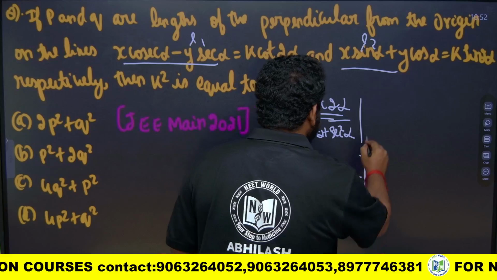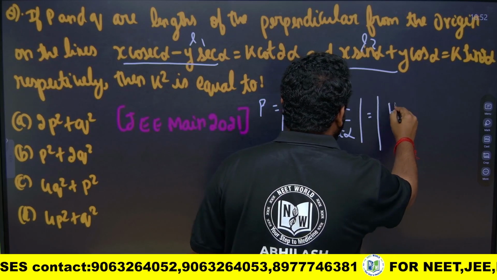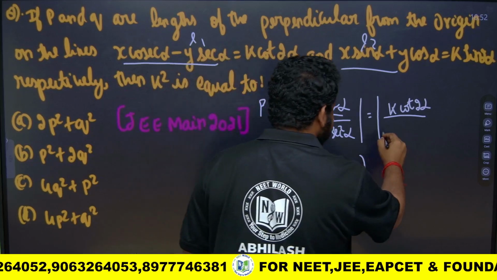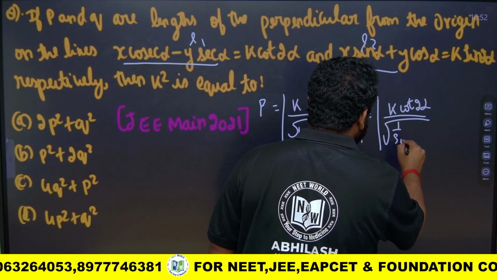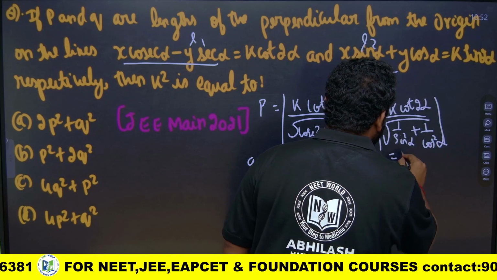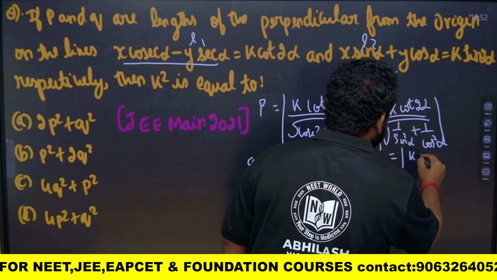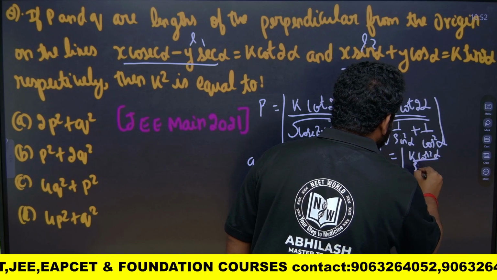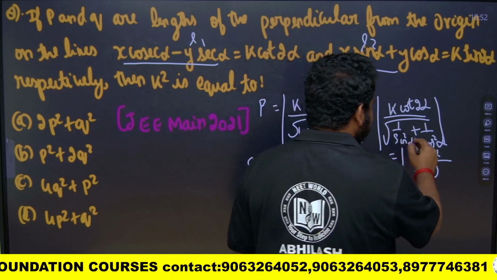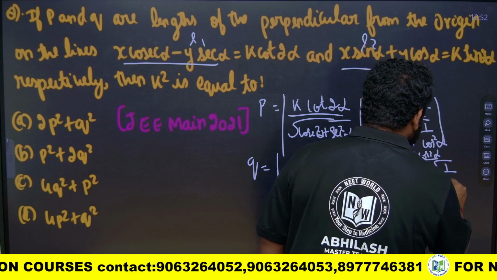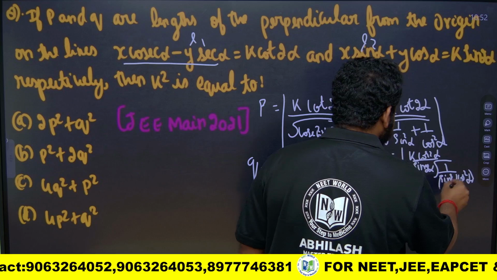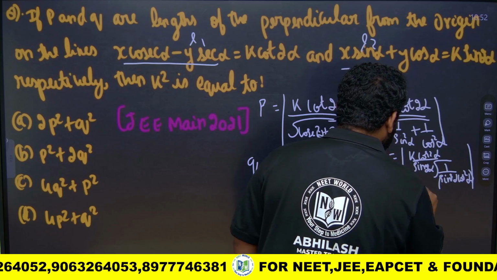So first let me simplify this further. This will become k cot 2 alpha divided by cosec square alpha plus secant square alpha, which I will write in terms of sin and cos. This will become 1 by sin square alpha, and 1 by cos square alpha. k cot 2 alpha I can write as cos 2 alpha by sin 2 alpha, and the numerator will become sin square alpha plus cos square alpha, that is 1, divided by sin square alpha into cos square alpha.